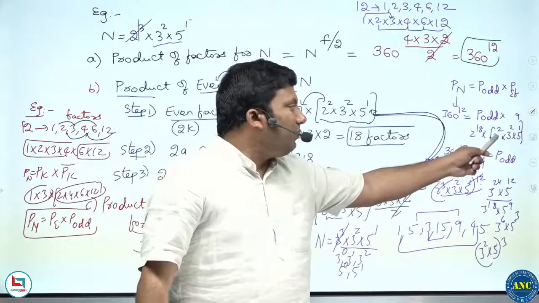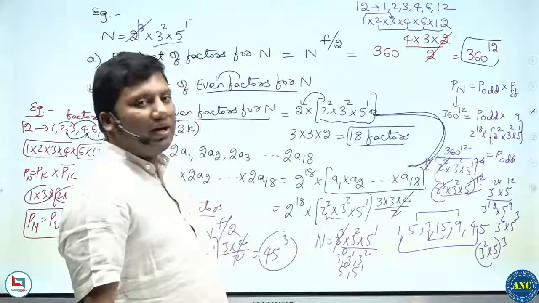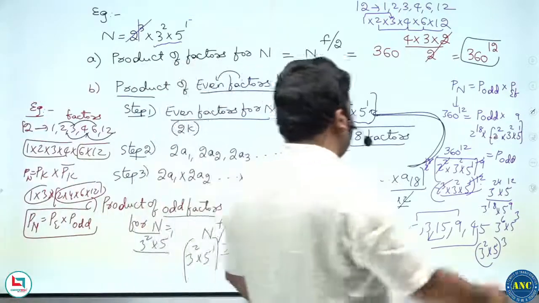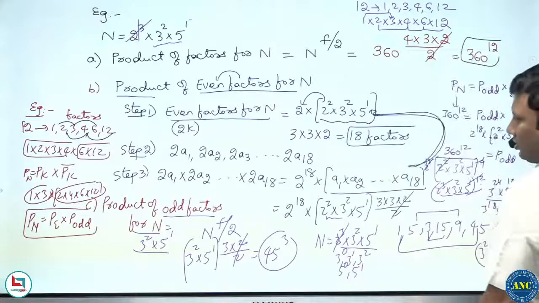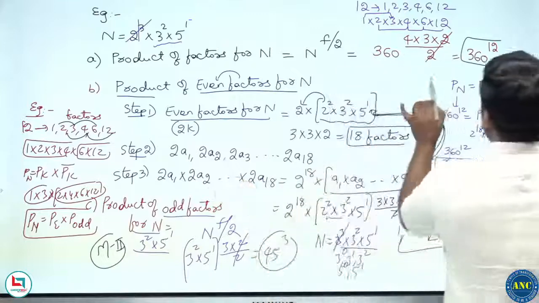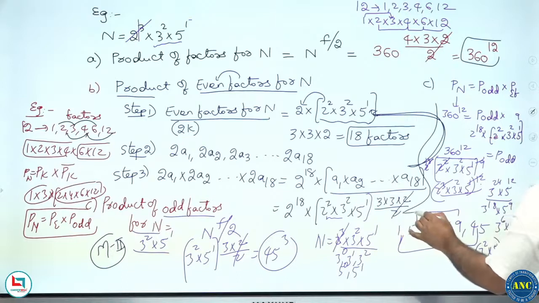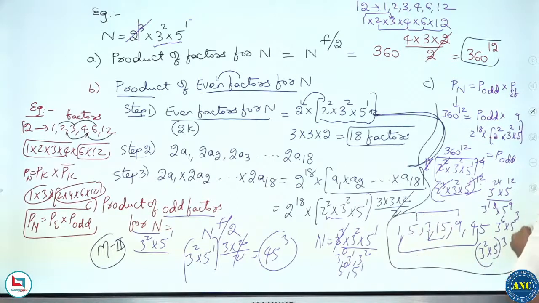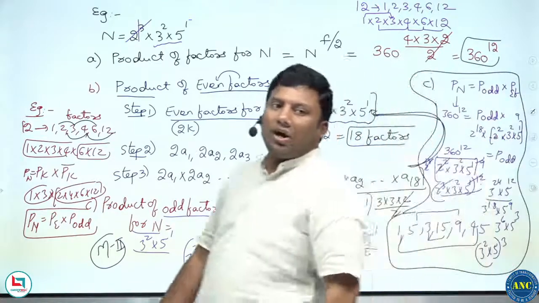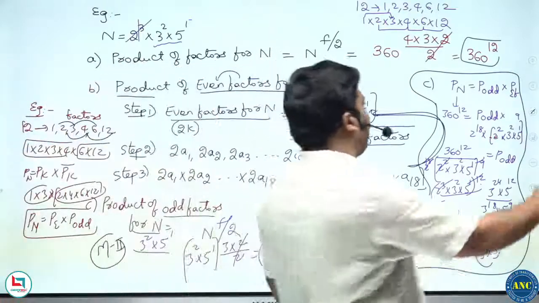Here, initially I made a mistake of taking it as 2 cube. It is actually 2 square. That's the reason we got a different answer. I hope the idea is clear. I will just put a line to it. This is method number 2. This is C. This is method number 1, which is a complex method. P n equivalent to P odd into P even. I hope product of factors is very much clear to you.